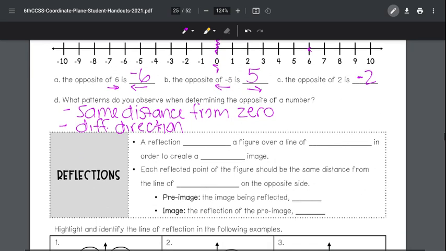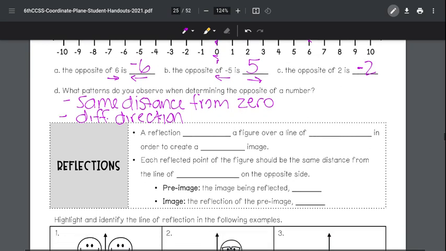Then we get to our vocab. Reflections. A reflection flips a figure over a line of reflection in order to create a mirror image. Each reflected point of the figure should be the same distance from the line of reflection on the opposite side.